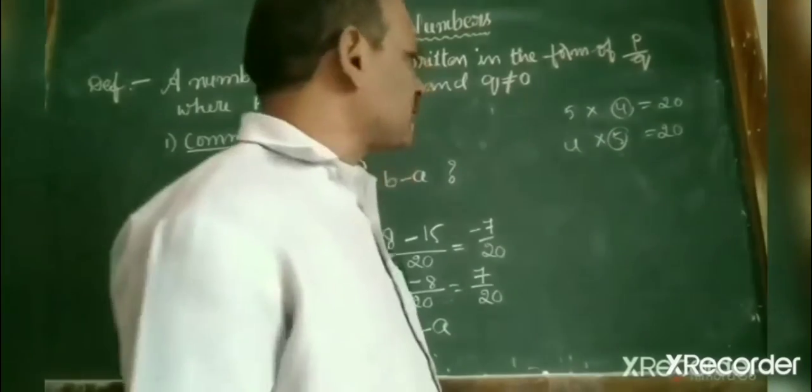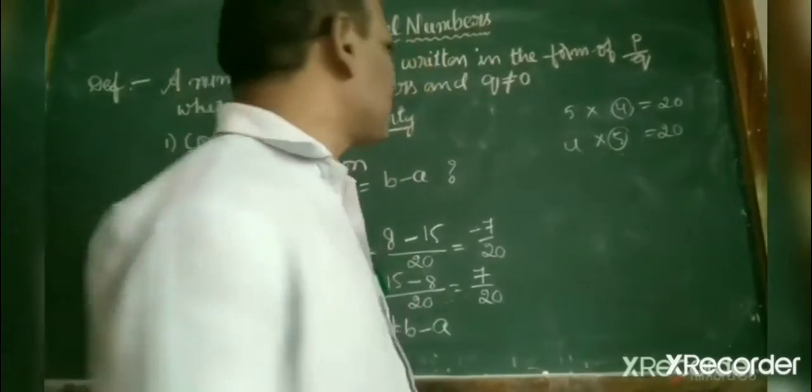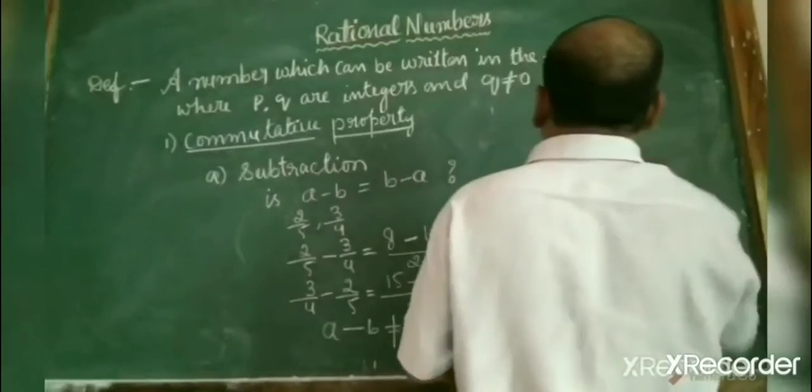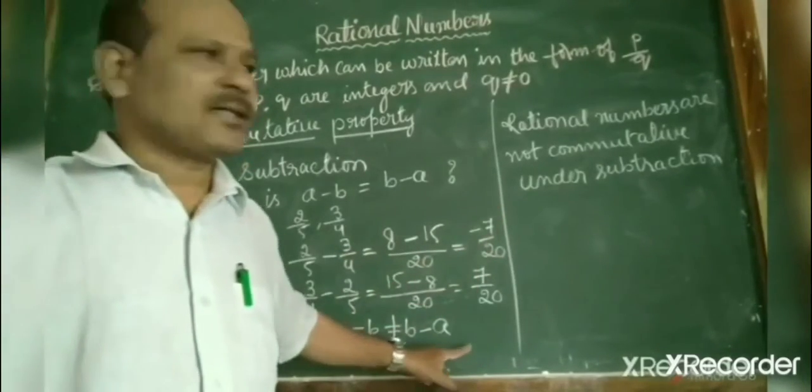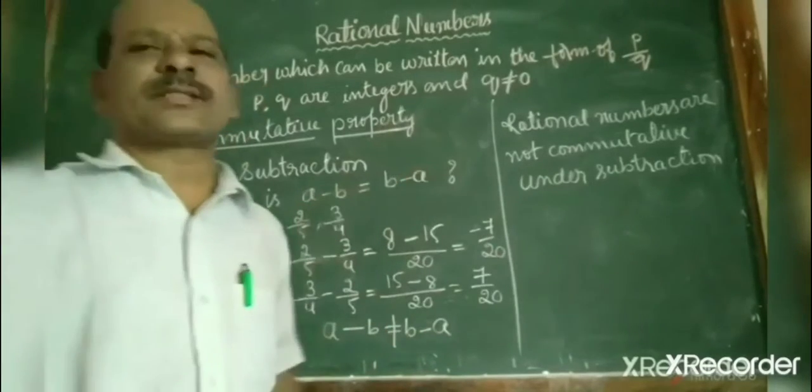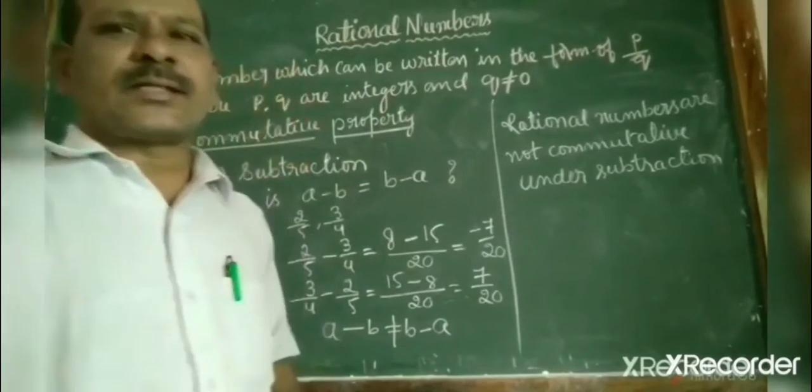So we can say that rational numbers are not commutative under subtraction, because A minus B is not equal to B minus A.